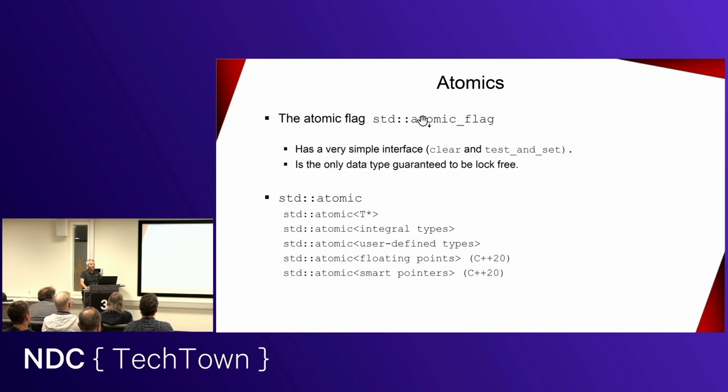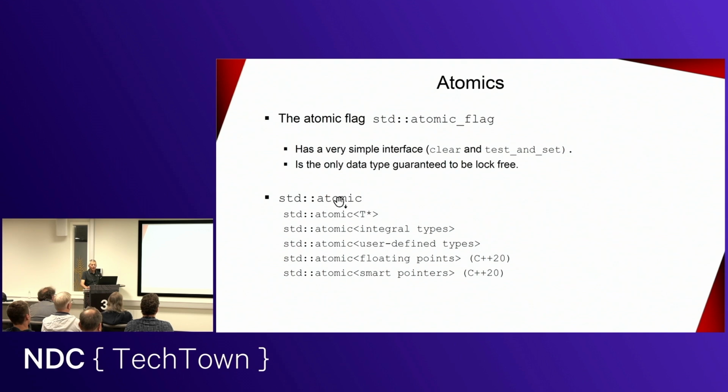We have the atomic flag, and we have std::atomic and various specializations of it. std::atomic_flag has no rich interface, let me put it this way. You can only do two things, clear and test_and_set. With clear, you put it in a false state. With test_and_set, you put it in a true state, and you get returned the old state, whether it was false or true. But std::atomic_flag has one extraordinary feature. It must be lock-free.